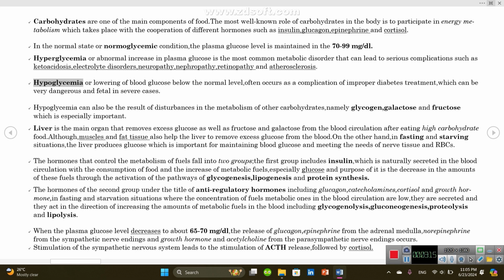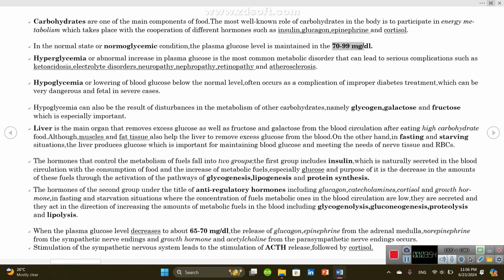The third condition is hypoglycemia, or lowering of blood glucose below the normal level. What was the normal level? The normal level is between 70 to 99 milligram per deciliter. So hypoglycemia means under 70 milligram per deciliter, for example 65, 60, even 50 milligram per deciliter. It often occurs as a complication of improper diabetes treatment, which can be very dangerous and fatal in severe cases.